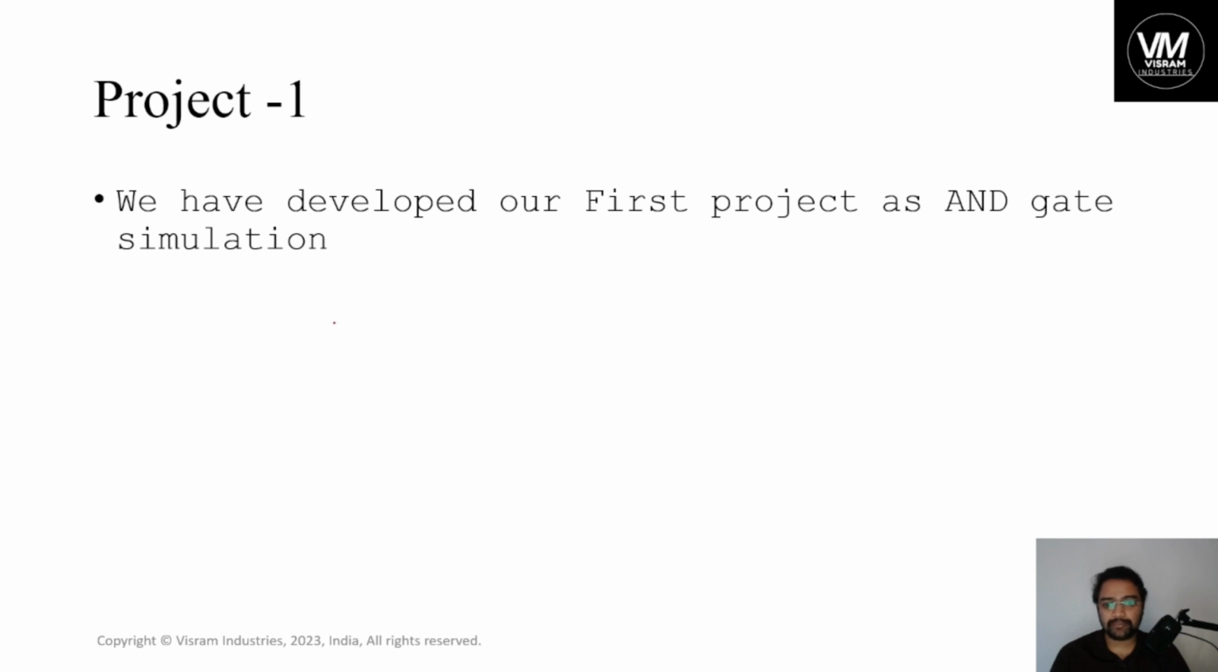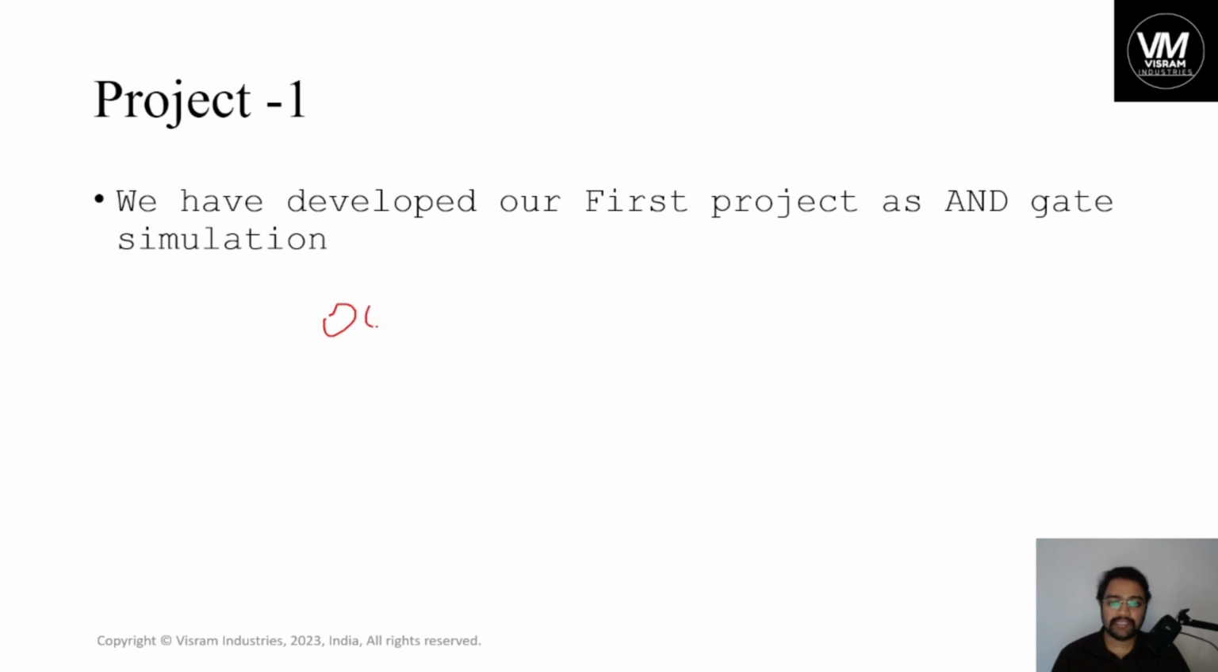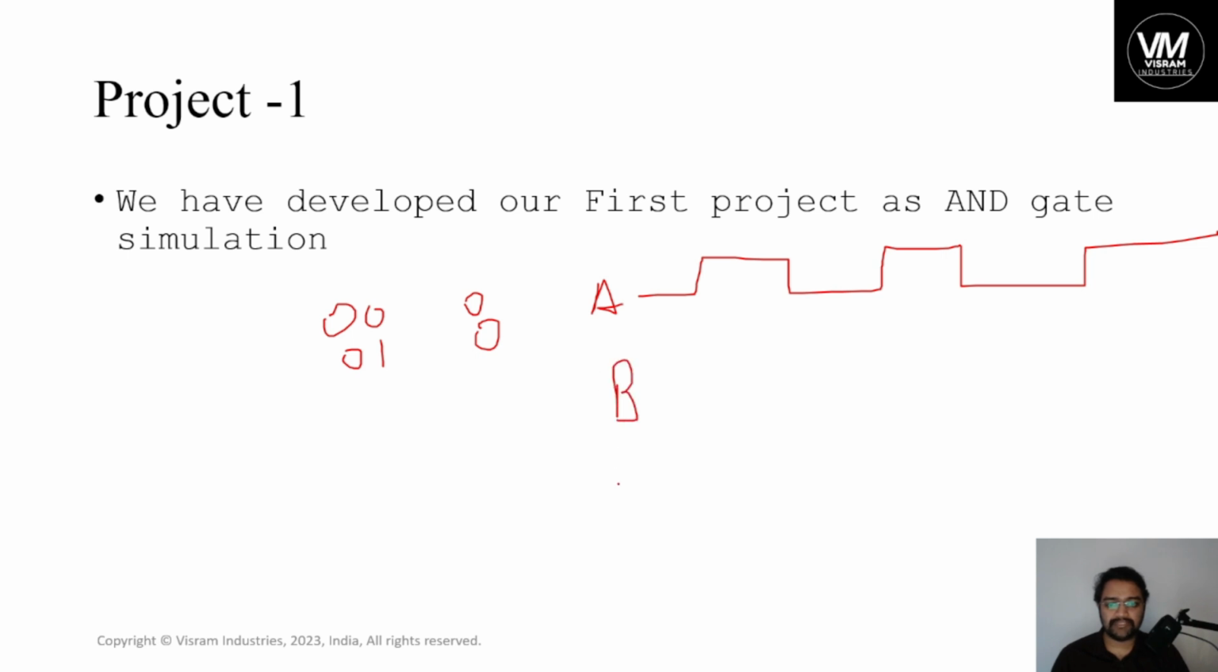Then coming to the first project, we have developed an AND gate, a very basic functionality. What we have checked is the timing simulation. If you see the clock and the output, if the inputs are 0 0, the output should be 0, and if it is 0 1, the output is also 0. So let us take two inputs and one clock, this is A input, this is B input, and this is output.